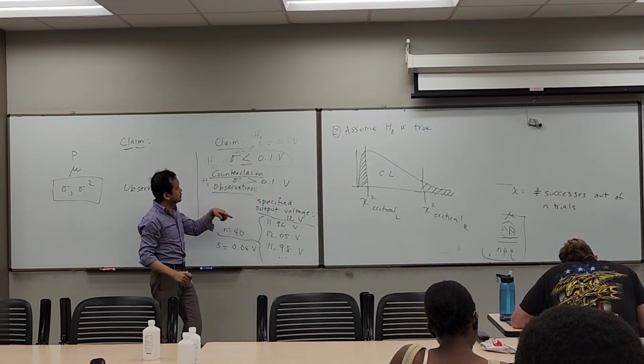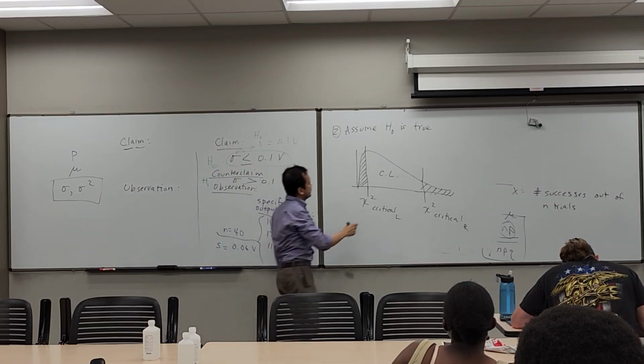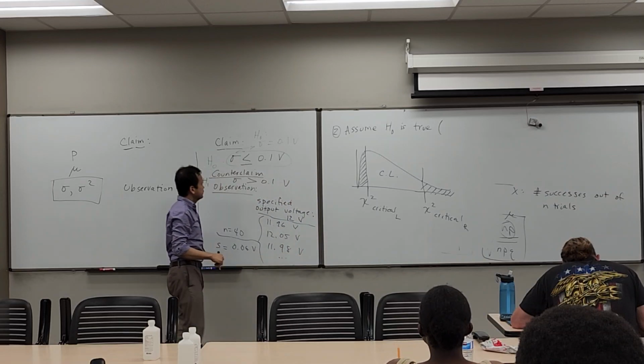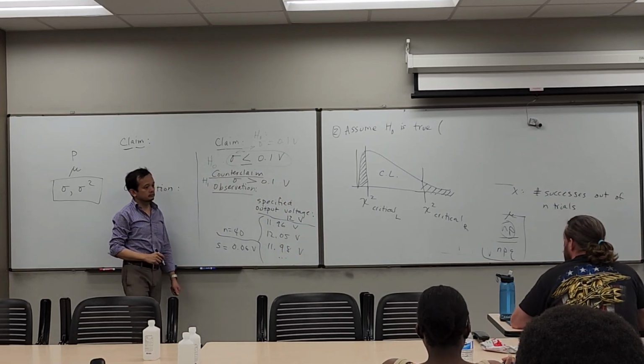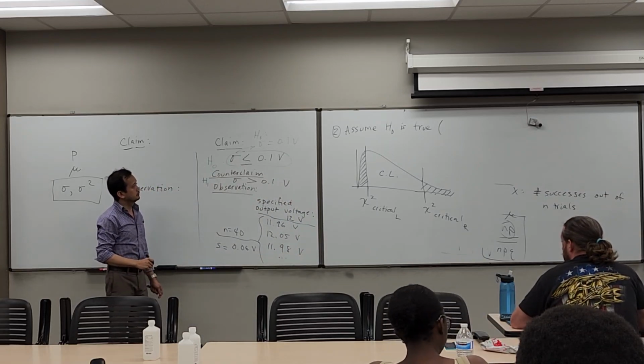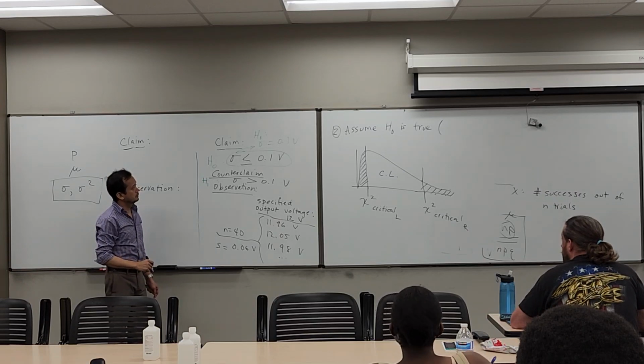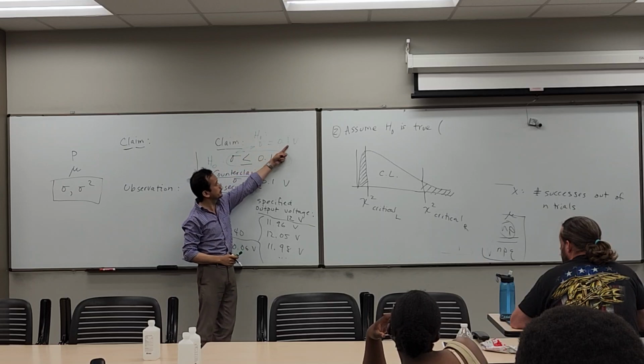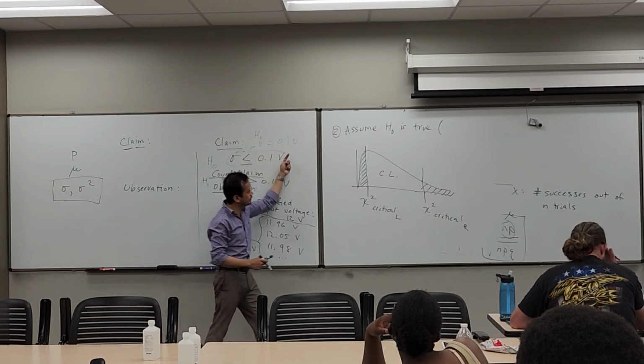And assuming H0 is true in this case means that we're assuming that the standard deviation for all the electronics in the factory is equal to 0.1 volts. Okay, very good. So assuming H0 is true is assuming that this sigma really does equal 0.1 volts.